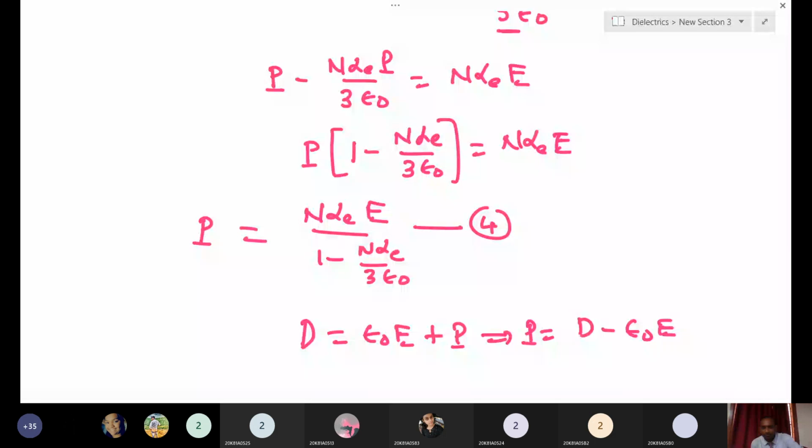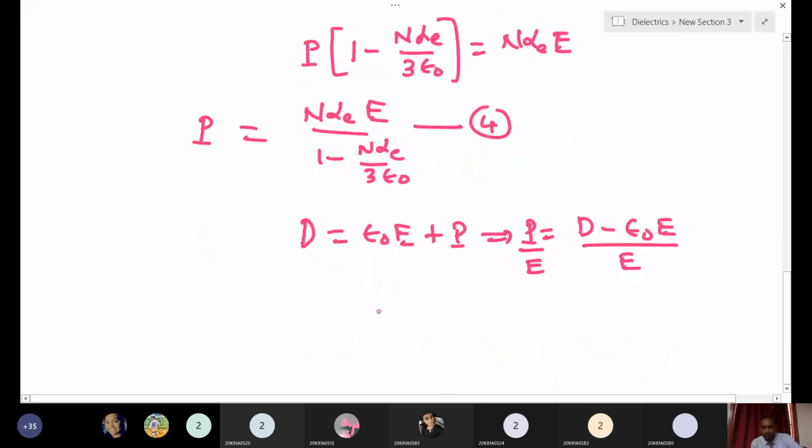After that, what will you do? Simply divide both sides by E, the electric field. Then rewrite again: P by E is equal to D by E minus, with E cancelling out, only epsilon naught.